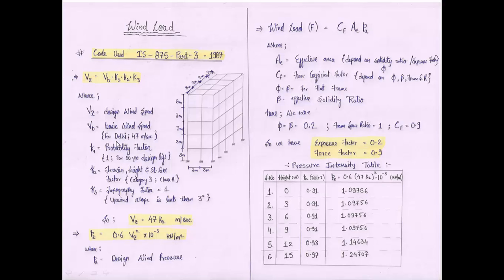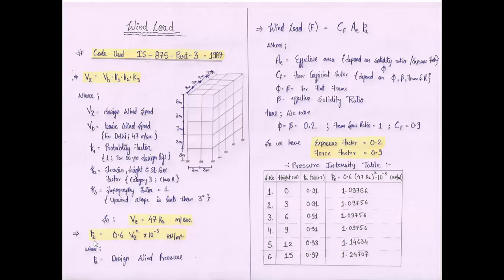Here we defined our structure for the hilly region, so we take basic wind velocity as 47 meter per second. Similarly, probability factor K1 equal to 1 for 50-year design life. Then terrain category 3 and structure class A, and topography factor 1 for upwind slope less than 3 degree. So we get our design wind speed as 47 k2 meter per second.